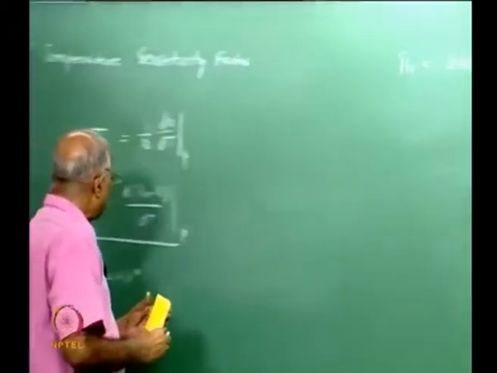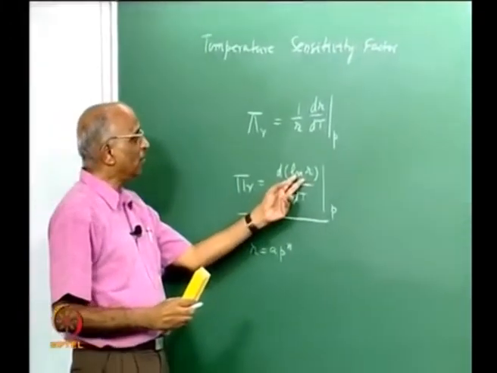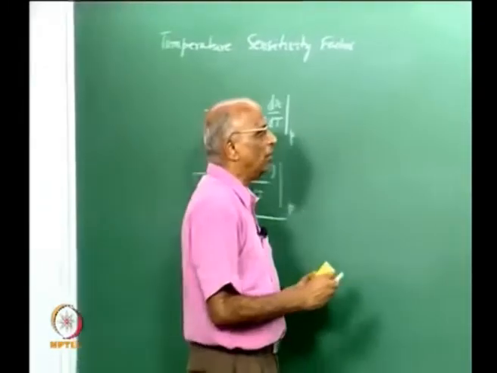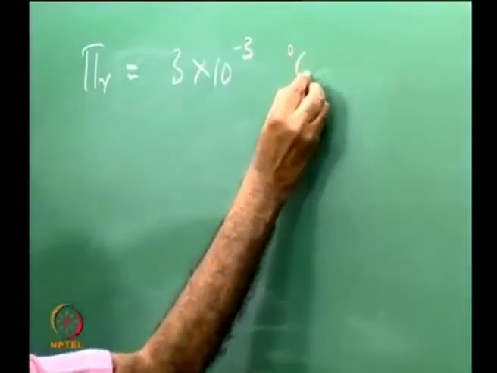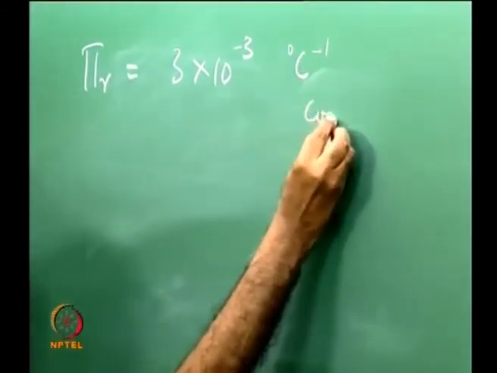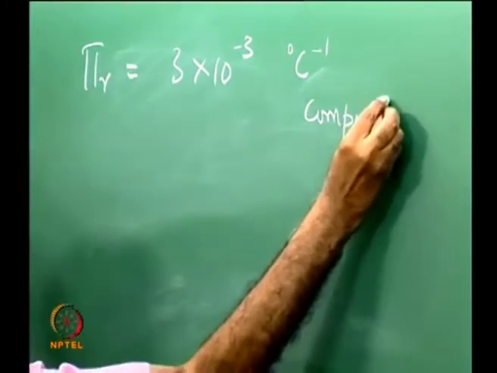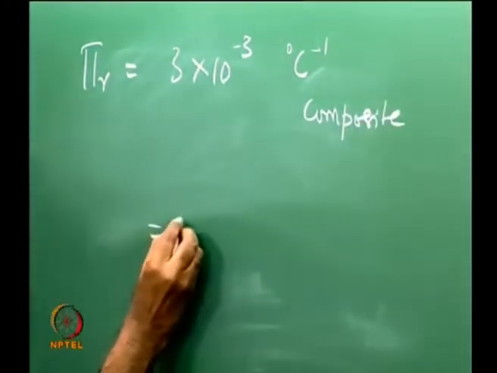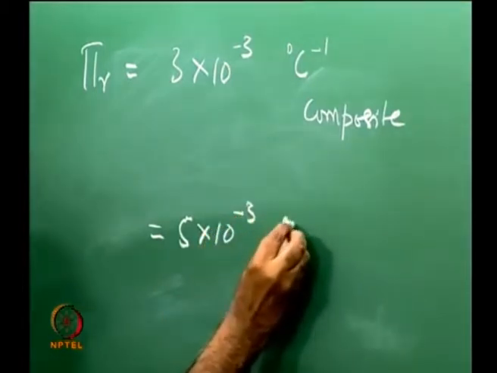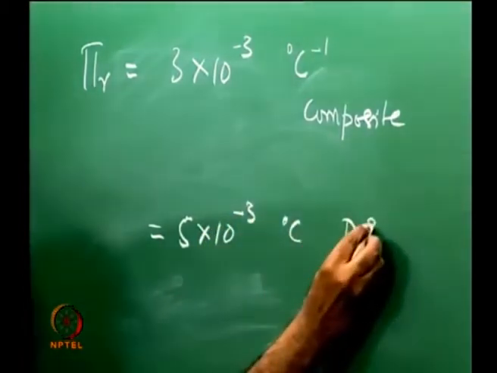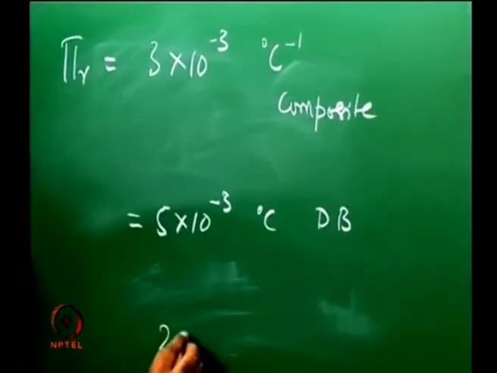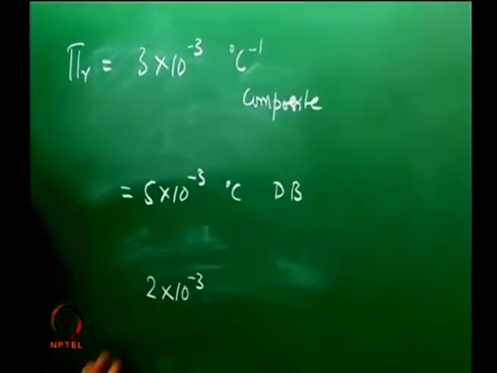What should be the units? Well, ln r has no units, dr units cancel, it is only dt, therefore degree centigrade inverse. For typically most composite propellants, this is equal to something like 3 into 10 to the power minus 3 per degree centigrade. For double base propellants it is 5 into 10 to the power minus 3, and for HMX based propellants it is even lower, it is 2 into 10 to the power minus 3.